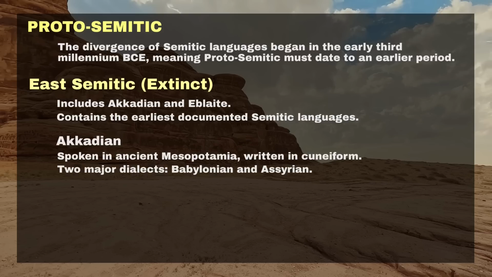Akkadian was the language of ancient Mesopotamia, roughly present-day Iraq. It was written in cuneiform and is attested from the 24th century BCE, with personal names and some words appearing even earlier in Sumerian texts. Akkadian had an intimate relationship with Sumerian, which is traditionally classified as a language isolate.